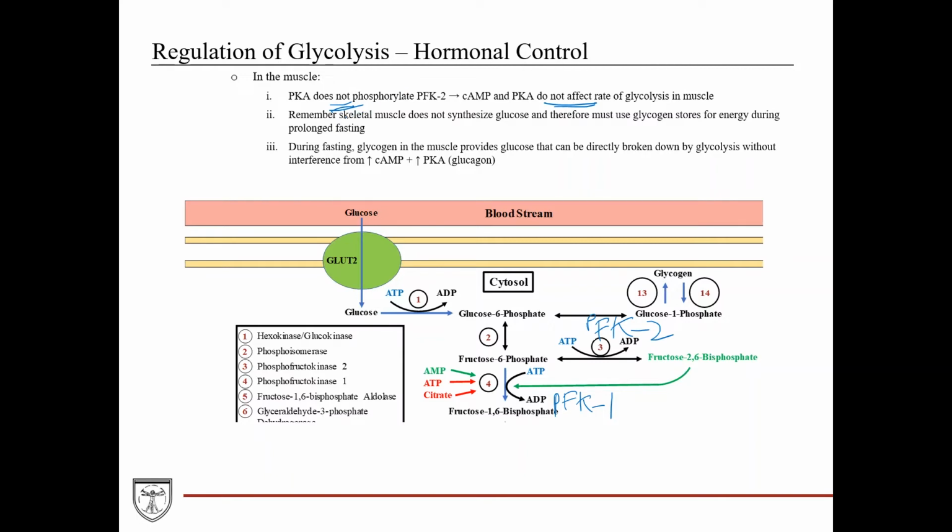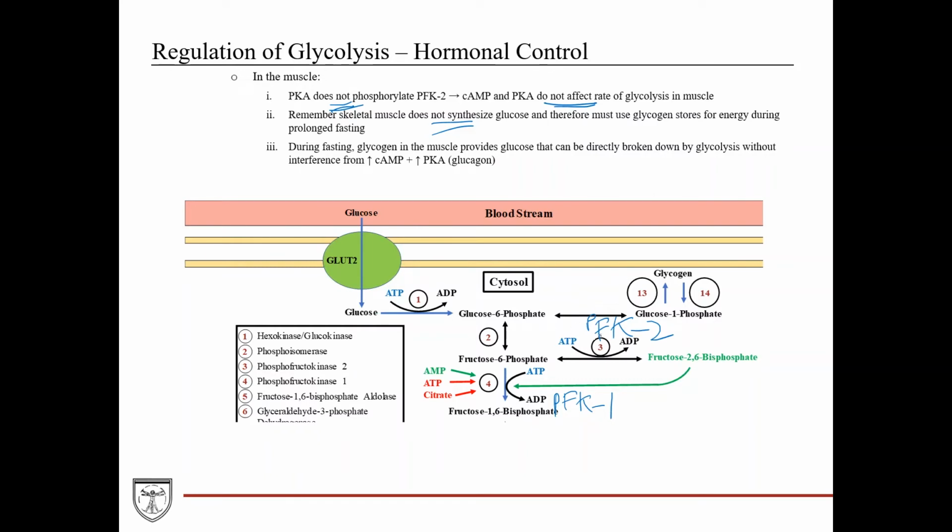The reason this is important is because remember, skeletal muscle does not synthesize glucose during fasting. It doesn't synthesize glucose at all. And the reason that's important is because remember, in the liver, you want to decrease glycolysis to allow the liver to then carry out gluconeogenesis and produce glucose. Glycolysis and gluconeogenesis are two opposite processes. One is the breakdown of glucose to produce energy. The other one is the synthesis of glucose from various precursors in the cell. You can't carry them out simultaneously. It's either one or the other. And so in the muscle, you can't carry out gluconeogenesis, so it doesn't matter.